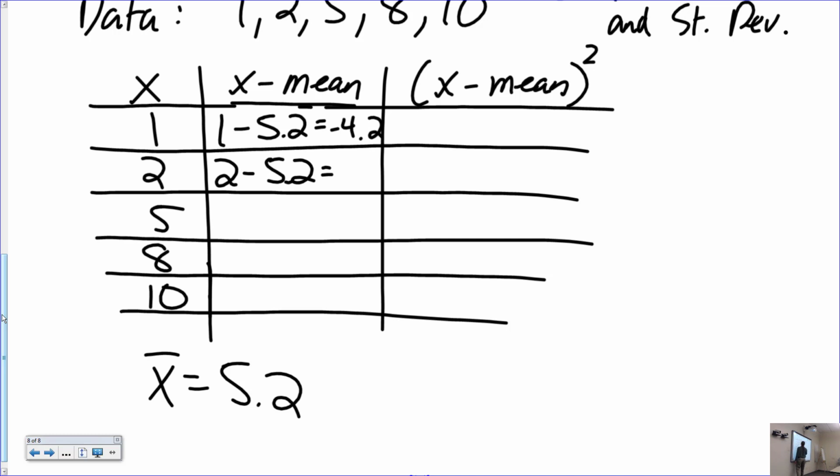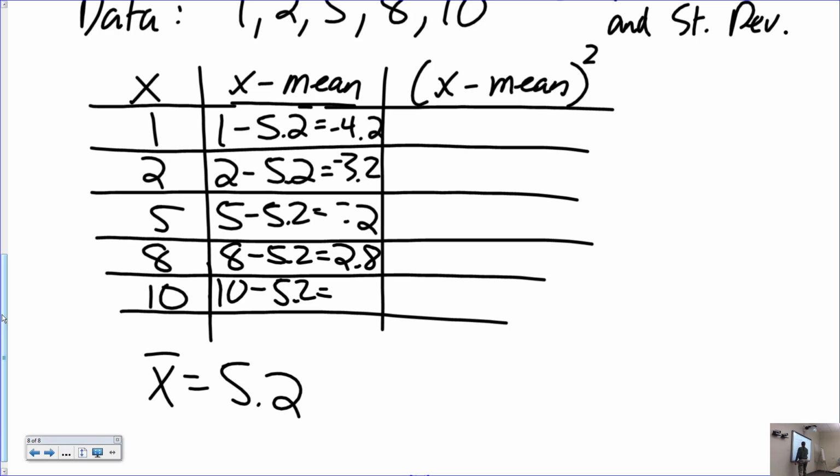What is 2 minus 5.2? Negative 3.2. What is 5 minus 5.2? Negative 0.2. And then the last two, 8 minus 5.2. 2.8. And last but not least, 10 minus 5.2, 4.